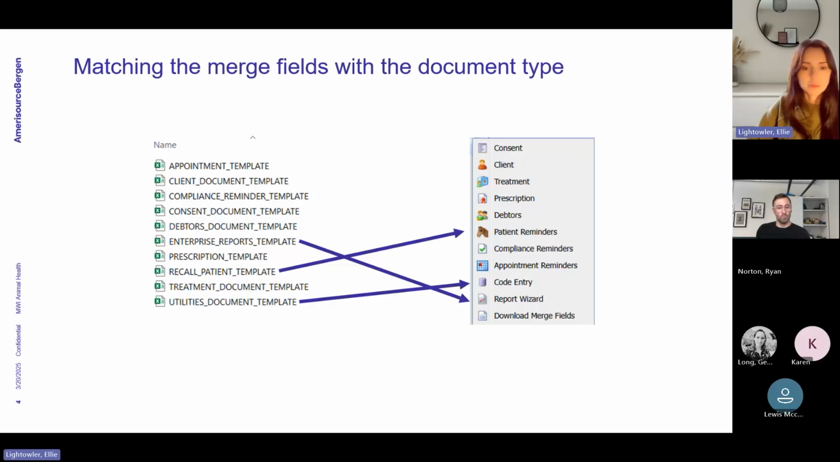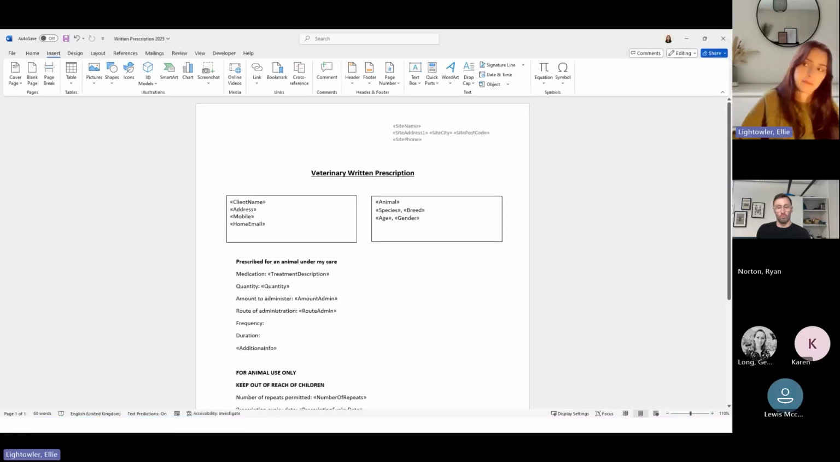So what I'm going to do is bring up a pre-created document template that I've been working on, and that is a written prescription template. This one's quite relevant at the moment because in the last couple of months, we've released some new merge fields in line with the RCVS regulations, some additional merge fields that we need to have in there on these written prescription templates to ensure they're all compliant.